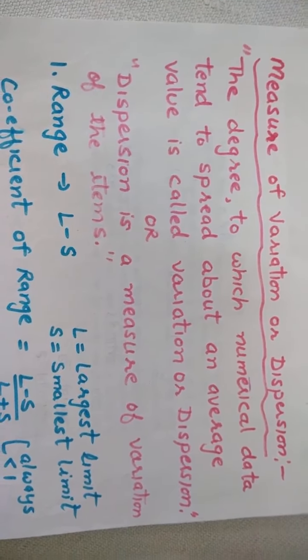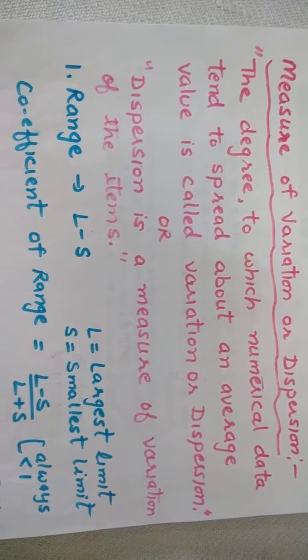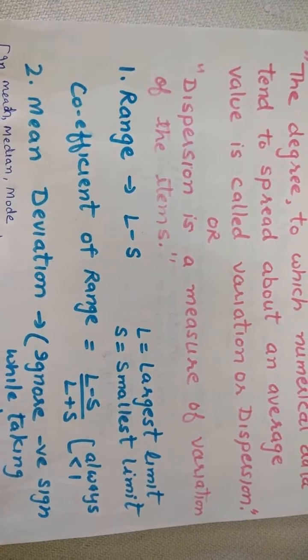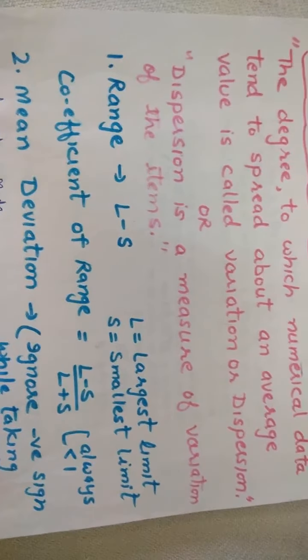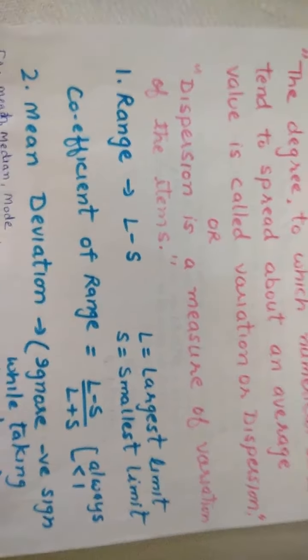Different terms used in dispersion. First is range. Range is the difference between the largest value and the lowest value from the data. The largest value is denoted by L, the smallest value denoted by S. The difference between the two is called range. Coefficient of range is (L minus S) divided by (L plus S), and coefficient of range is always less than 1.